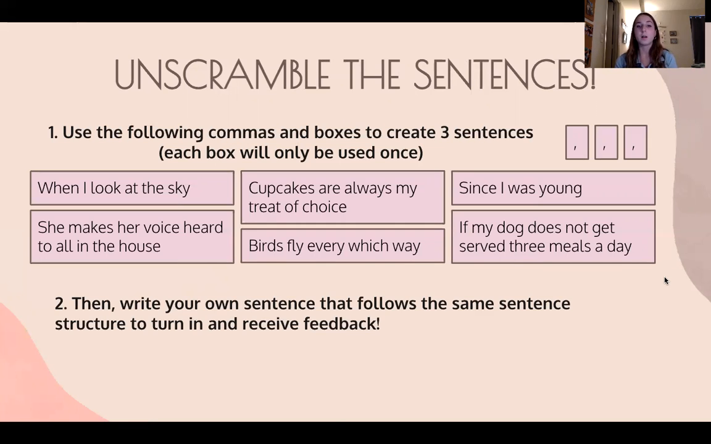So remember that each box will only be used once, and you're going to create 3 sentences on your student document. Once you are done with that, you're going to write your own sentence about whatever you'd like that follows the same sentence structure. You'll then turn it in next class and we can check your work. Let us know if you have any questions.